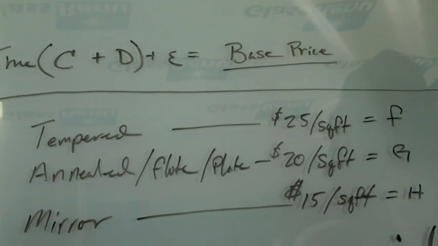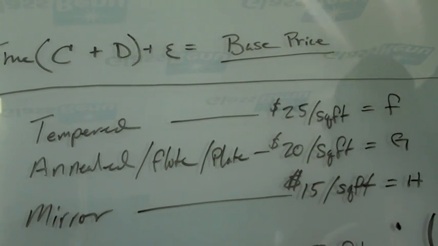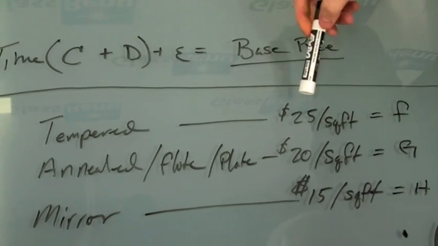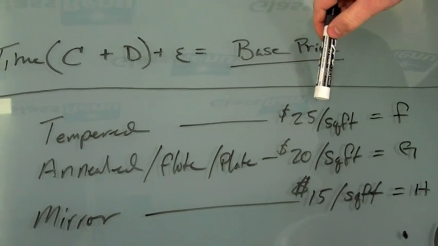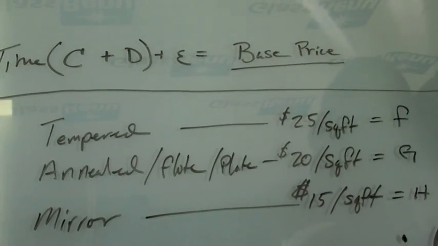What you want to make sure you're including in that is labor rates for installing it. You're also going to want to include any recycling fees. So here in the East Bay, Northern California, tempered runs at about $25 a square foot installed, annealed's at about 20, mirrors at about 15.